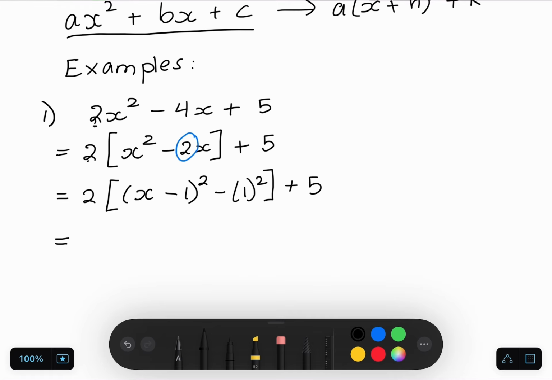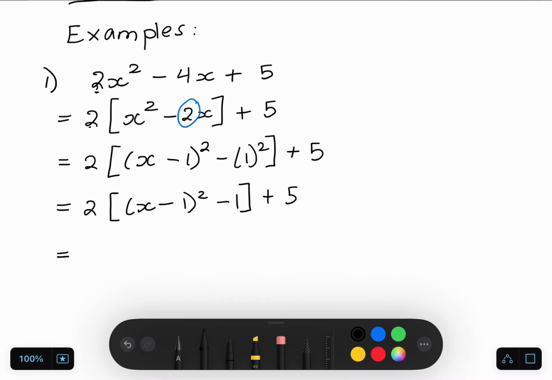And now we simplify what's inside of the brackets here. So 2, keep your square brackets, (x minus 1) squared. Now 1 squared is 1, so this will just become 1. All right, close your square brackets, bring down your 5. And now you can remove the square brackets by multiplying 2 throughout. So multiply 2 by the brackets. This would give you 2 times (x minus 1) squared, and then 2 times negative 1, which is negative 2. And now you bring down the plus 5.